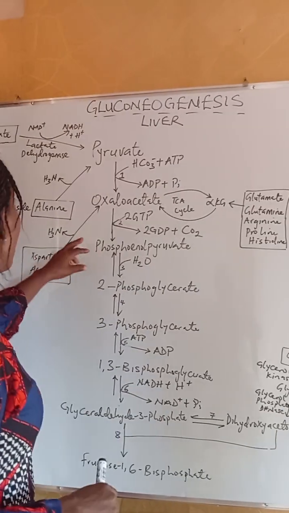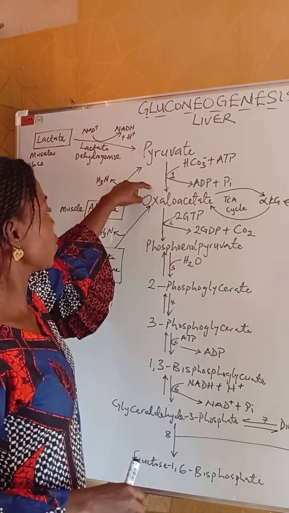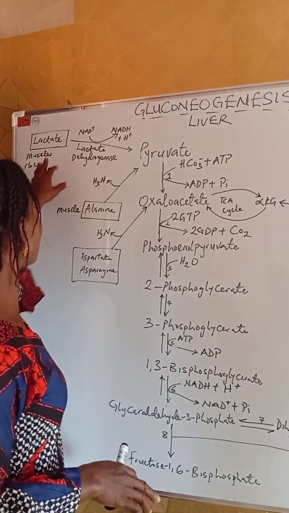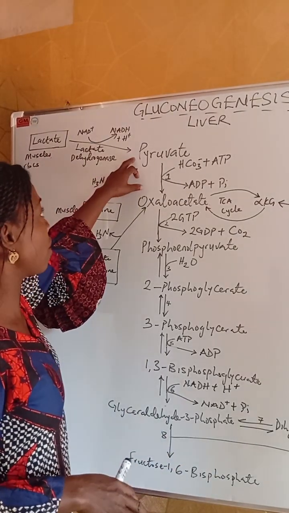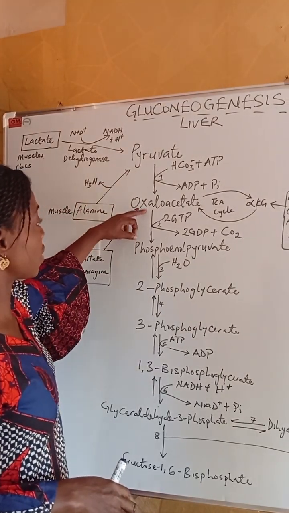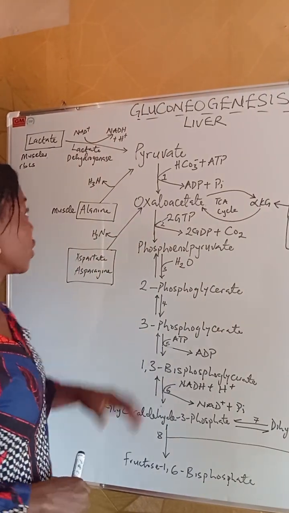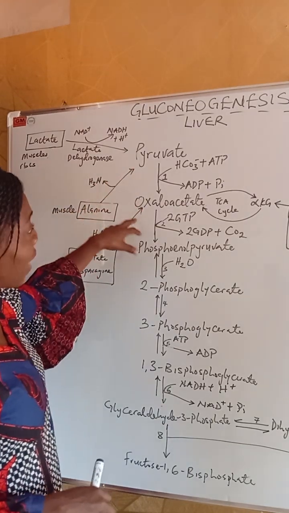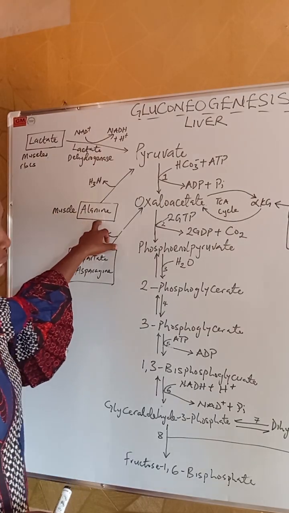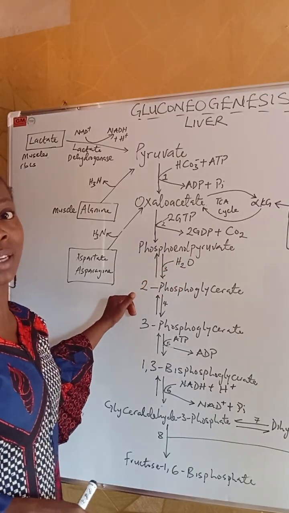Now this is the gist. If pyruvate is obtained from lactate, there will be no need for oxaloacetate to be converted in the mitochondria. If lactate is the supplier of this pyruvate, then this reaction will go this way. Pyruvate is converted to oxaloacetate to phosphoenolpyruvate before this comes out of the mitochondria. But if the pyruvate is supplied by any other source like alanine, then this phosphoenolpyruvate will be formed outside the mitochondria.